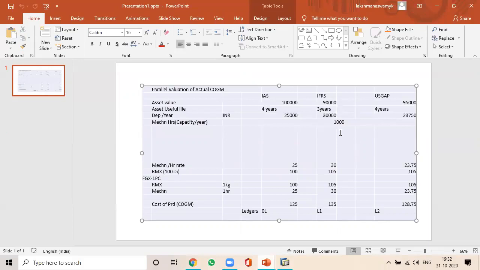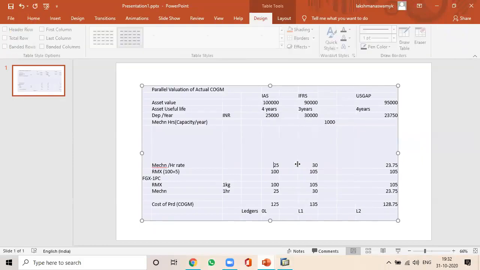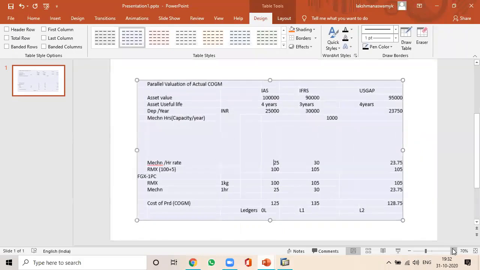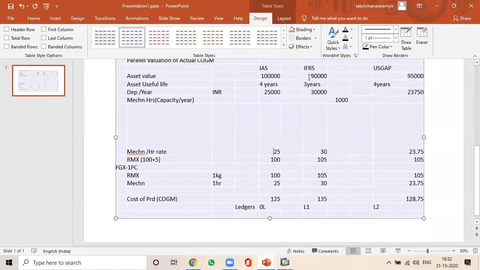Then number of hours is 1,000 hours it is working. Then machine hour rate or depreciation per hour is 25,000 divided by 1,000 as per the IAS, 25 rupees, right? Then according to IFRS, depreciation 30,000 divided by 1,000 hours, 30 rupees. According to US GAAP, total depreciation 23,750 divided by 1,000 hours, 23.75. This is the depreciation per hour, right?